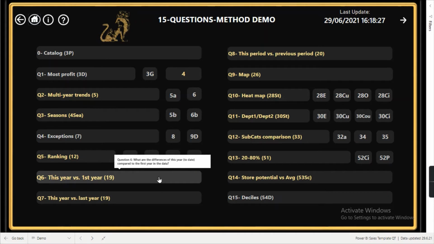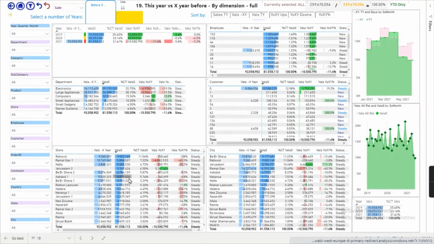Question 6. What are the differences of this year to date compared to the first year in the data? Page 19. We have 3 years, 19, 20, 21. We want to compare 21 to 19, the first year in the data set, so 2 years before. First, we compare with the first year because we want to see a big difference, to see the big trend.